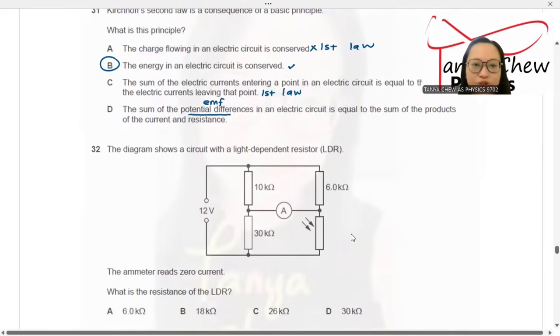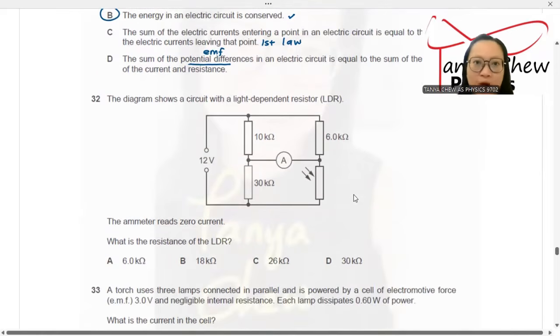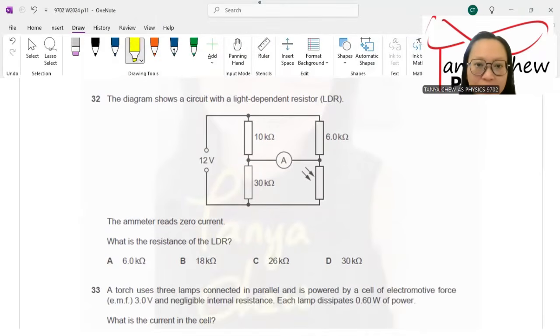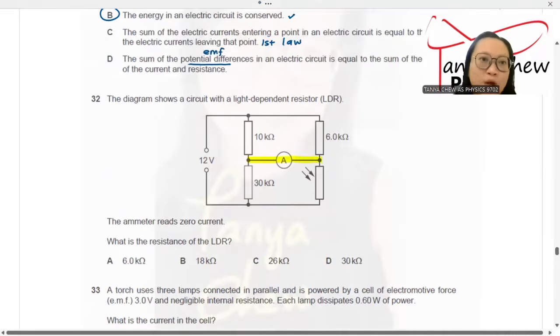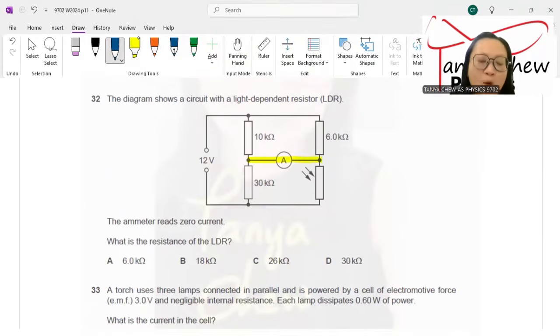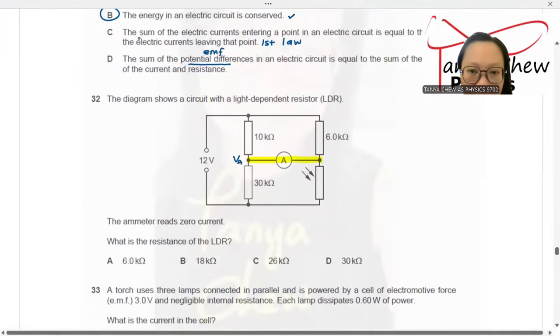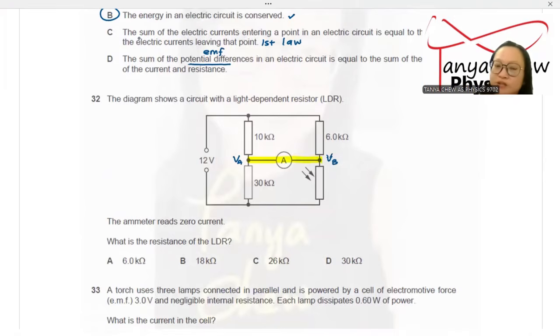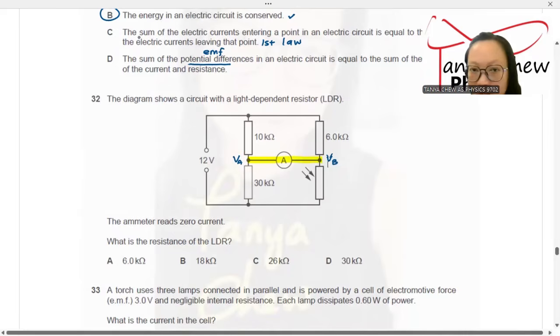Now, number 32, the diagram shows a circuit with a light-dependent resistor, LDR. Ammeter reads zero current. That's a hint here. Ammeter reads zero current. It means that there's no current flows between these 2 points. When there's no current flow between these 2 points, VA is equal to VB. Potential difference at A is equal to the potential difference at point B. Right. When they ask about the resistance of the LDR, I will teach you the easier way to do it.